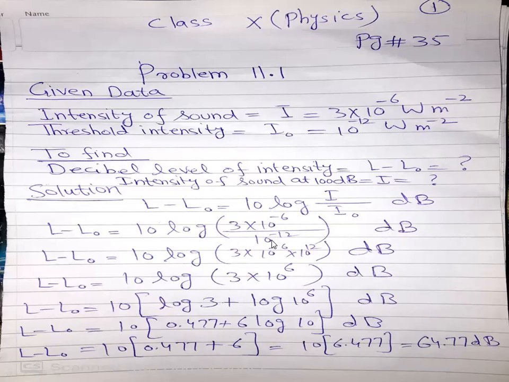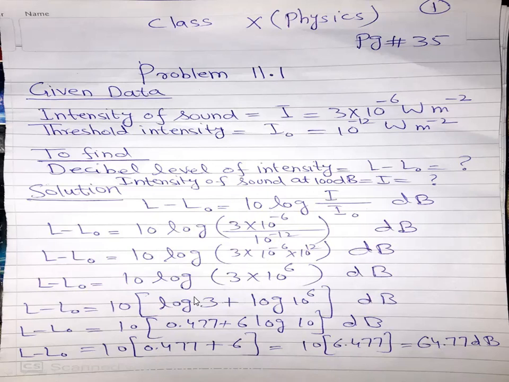Now I substitute these two values. I am going to take this one on the top. If this stands for minus 12, when we go on the top it will be plus 12. So 3 multiplied by 10 to the power minus 6 multiplied by 10 to the power 12. Decibel is the unit of intensity of sound. So 12 minus 6, if bases are same, powers will be added, then 12 minus 6 will be plus 6.